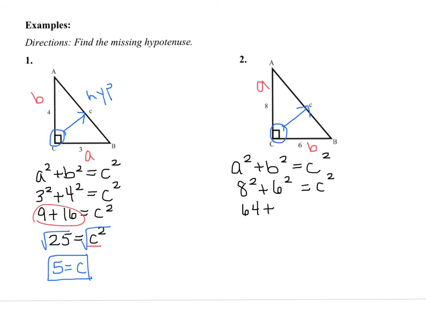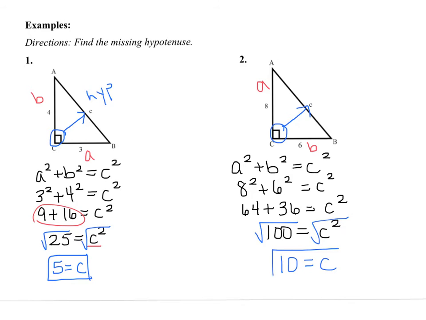Plus B squared, 6 times 6 is 36. And then equals C squared. 64 plus 36 is going to give us 100. And that equals C squared. And again, you want to find C, not C squared. So you're going to square root each side to find out what C equals. So the square root of 100 is 10, and 10 equals C.